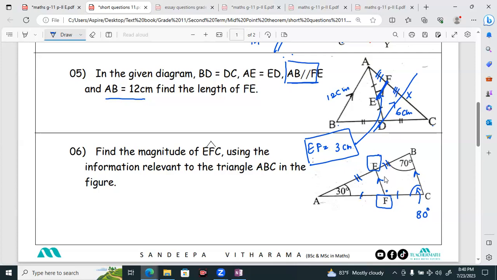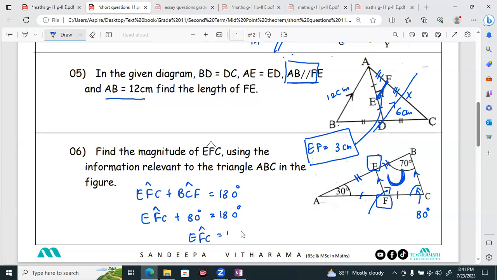Then, as these two straight line segments are parallel to each other by the midpoint theorem, here it forms allied angles. The sum of allied angles equals 180. Then EFC angle plus BCF angle equals 180. EFC, BCF we have identified as 80 degrees. Therefore, EFC angle equals 100.